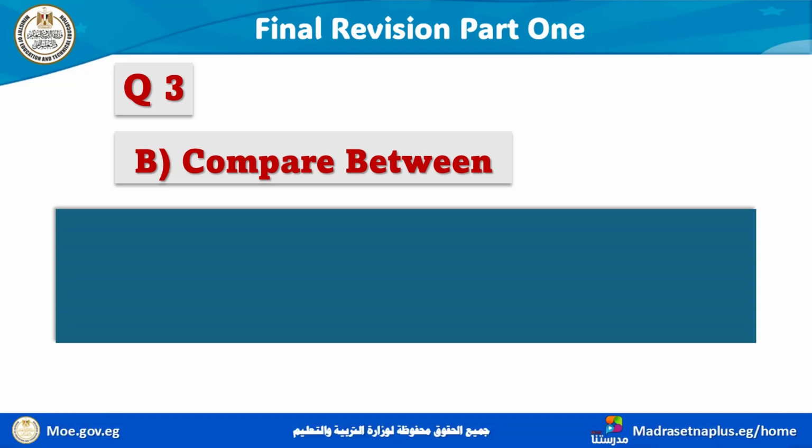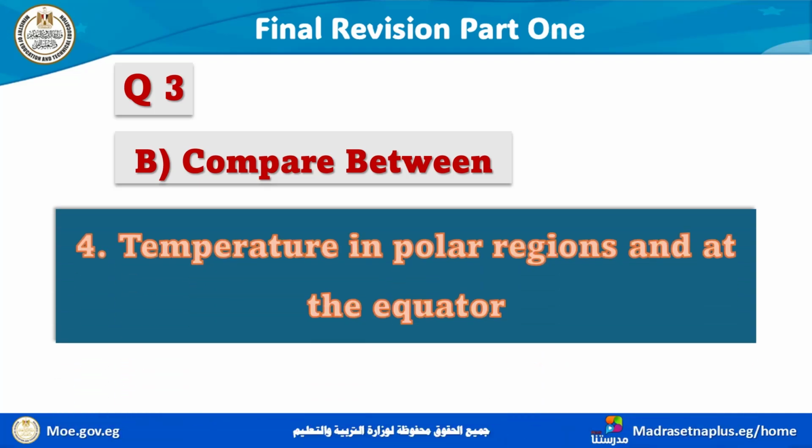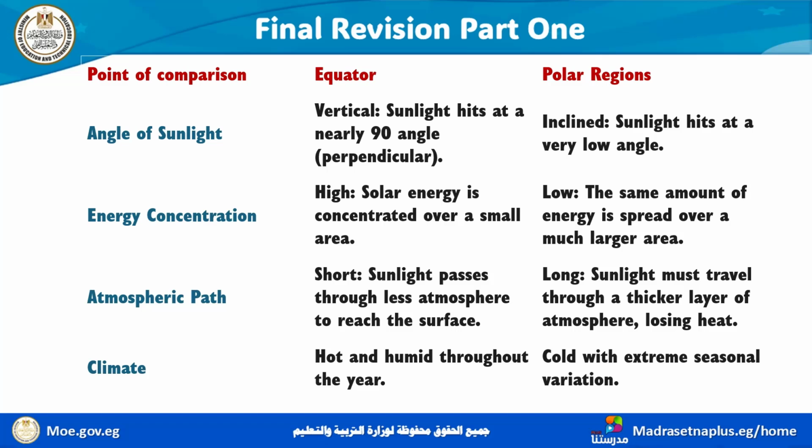Compare between number 4, temperature in polar regions and at equator. At equator, the angle of sunlight is vertical, as sunlight hits at nearly 90-degree angle, which is perpendicular light rays. In polar regions, the angle of sunlight is inclined. Sunlight hits at a very low angle.